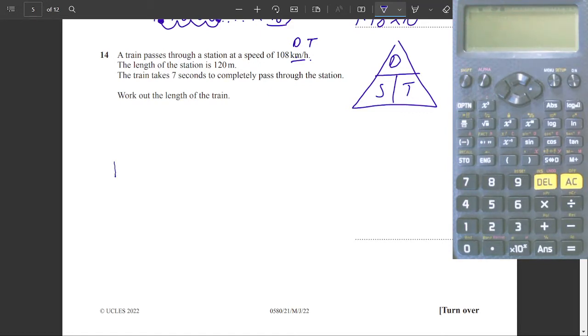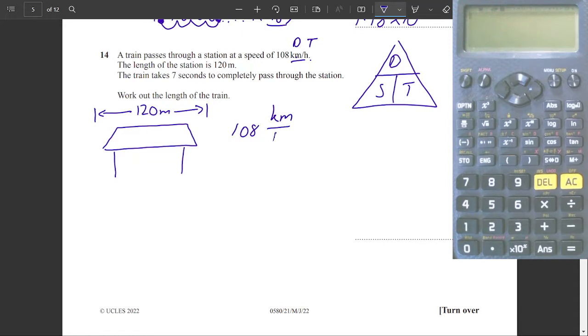Okay. So they tell us we got a station. Let's draw ourselves a station. This is a train station, in case you wondered. And this station has a length of 120 meters. And a train comes and it passes the station in 7 seconds. So first thing we need to notice here is that our speed is kilometers per hour, but we're working in meters and seconds. So we need to change 108 kilometers per hour, that per means divide, to meters per second.